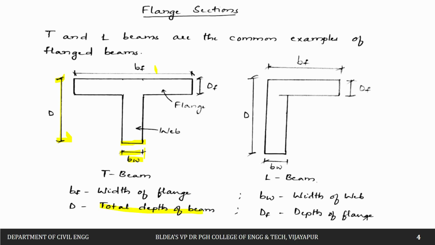So this is for the T section. Similarly for the L beam we have BF, the width of the flange; DF, the depth of the flange; capital D, the overall depth; and BW, the width of the web. So these are the notations we have.